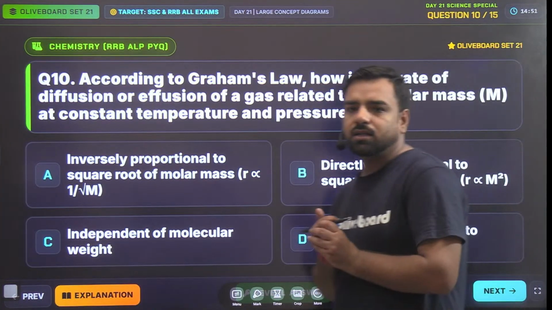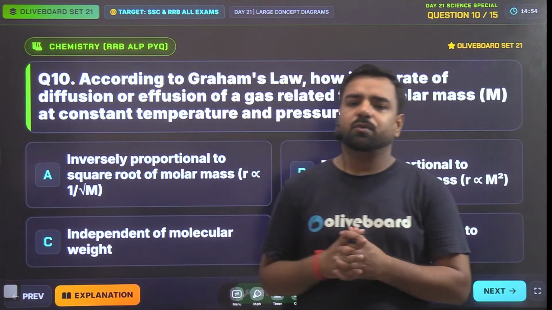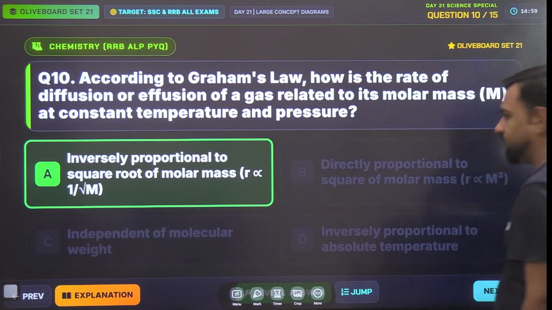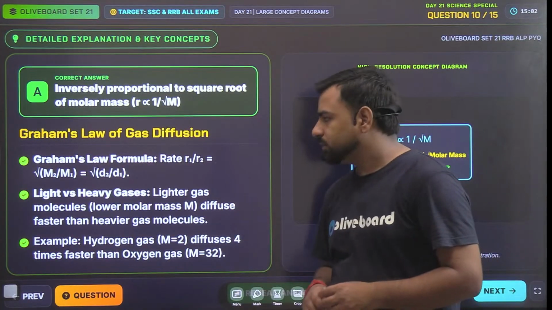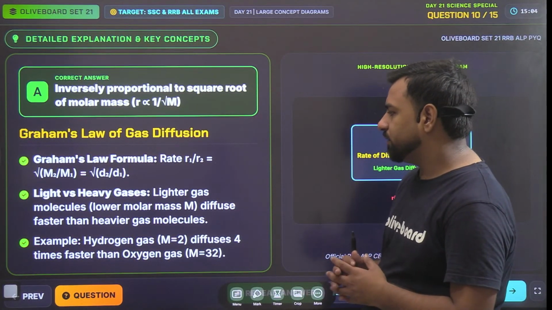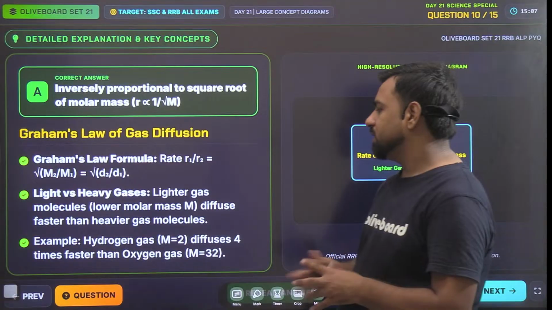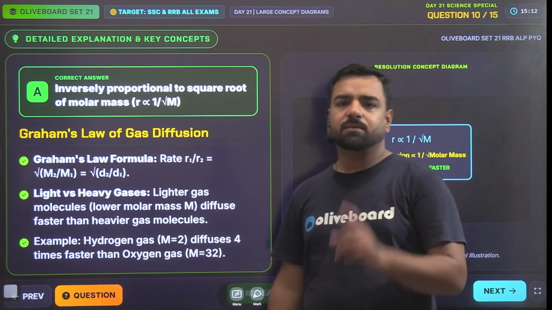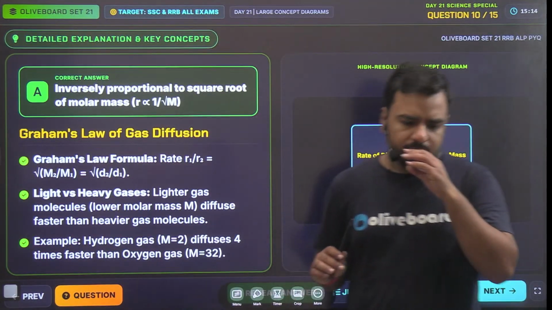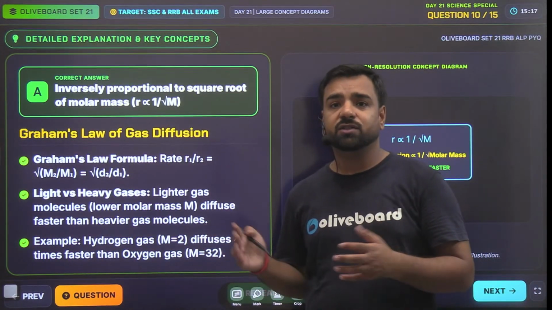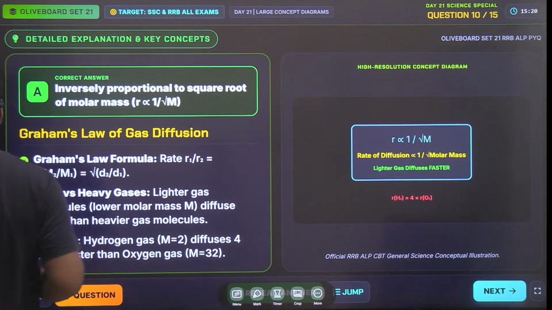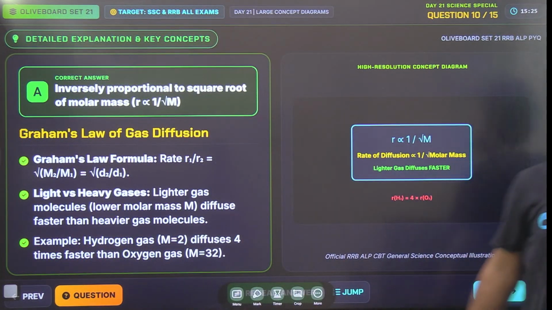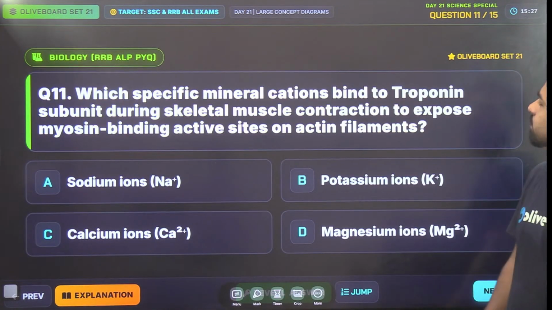So what is it? The correct answer will be inversely proportional to the square root of molar mass. Let's have a look at it in the drill. So here is the correct answer. That's the formula, right? Lighter gas molecules diffuse faster than heavier gas molecules, like hydrogen gas diffuses 4 times faster than oxygen gas. So here option number A was the correct answer. So see, that's the real level. You must understand what the real level is, right? Okay. What about the next question? Yeah, so 10 questions are completed.